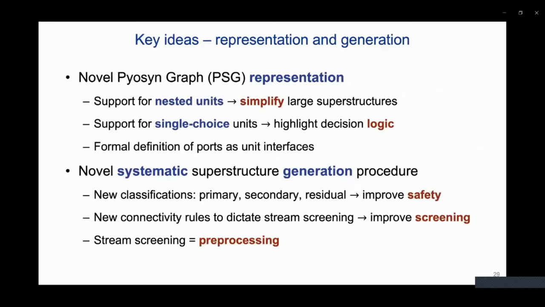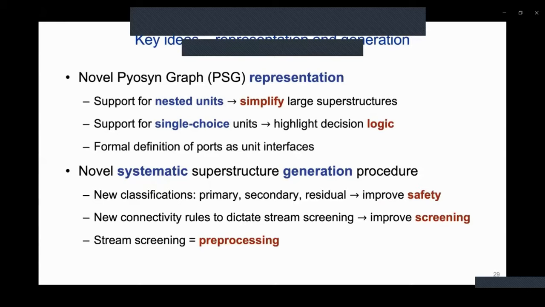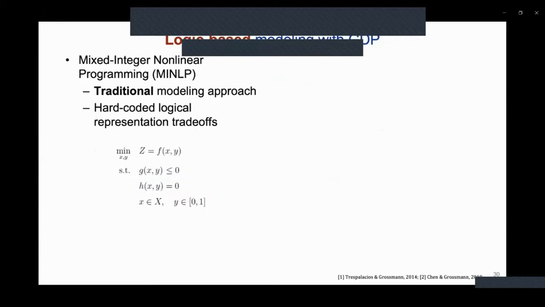Okay, so the key idea here is to have an automated way of generating the superstructure. We can support nested units to simplify larger superstructures. There are also sometimes the so-called single choice units, which is one or the other. That logic is then translated later to the GDP problem. And again, we have a novel systematic way of generating the superstructure. There are other approaches, and I'm sure Professor Gani will also talk about some of that, because some of his work has addressed precisely this type of problem.